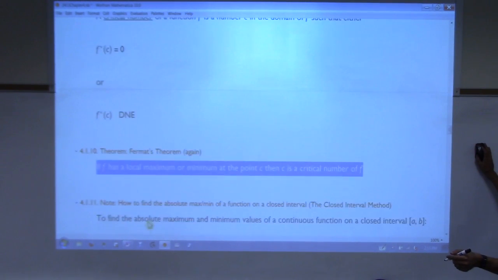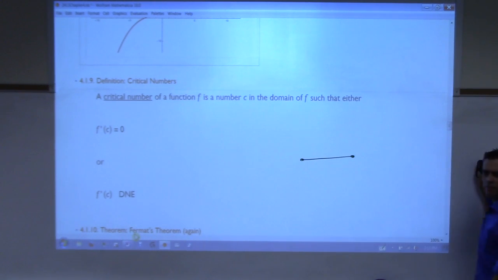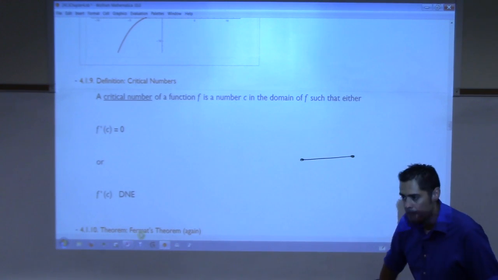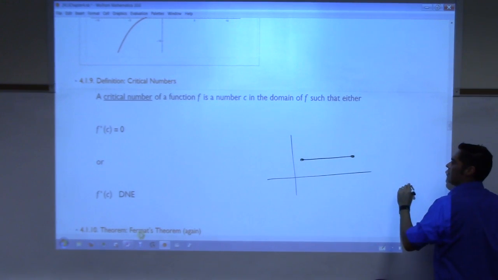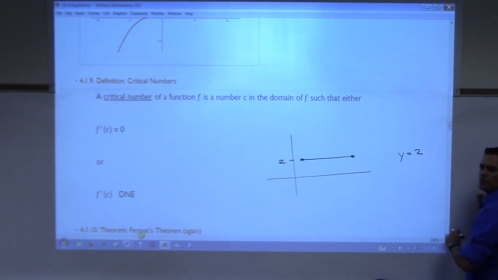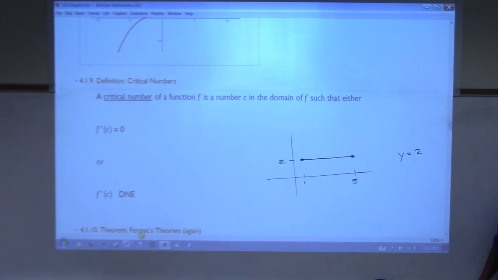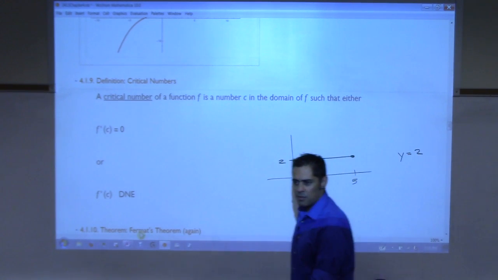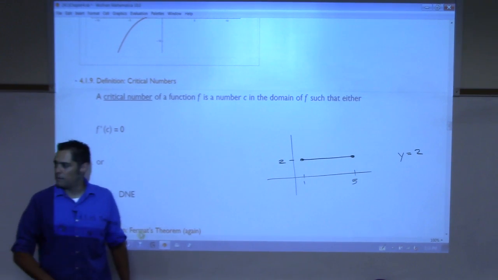I never answered your question. What would happen? What about this? Sorry, I never got to this. What if you had that function, a flat line? Does it have an absolute max? Yeah. And let's just define this. I'll put x and y axes in here. Let's just say that this is 2. So that is really like y equals 2, isn't it? And let's say it's defined between 1 and 5, just to give it a closed interval. Then what's the absolute maximum? 2. What's the absolute minimum? 2. The absolute max and min are the same number. That's how you would answer that.